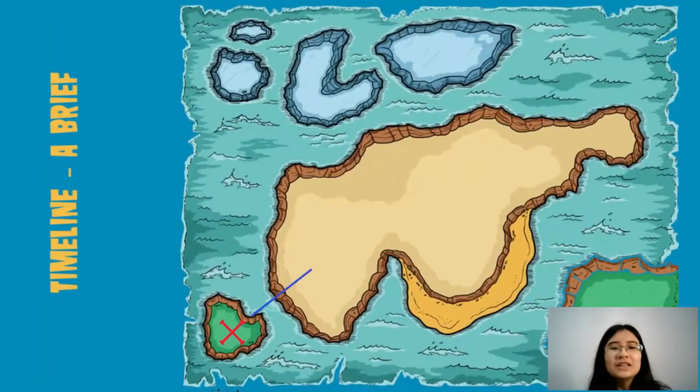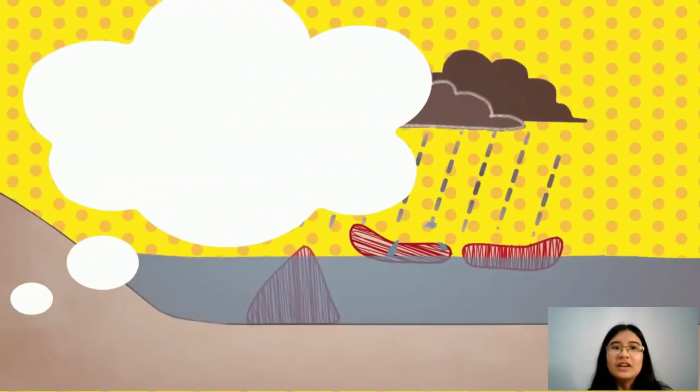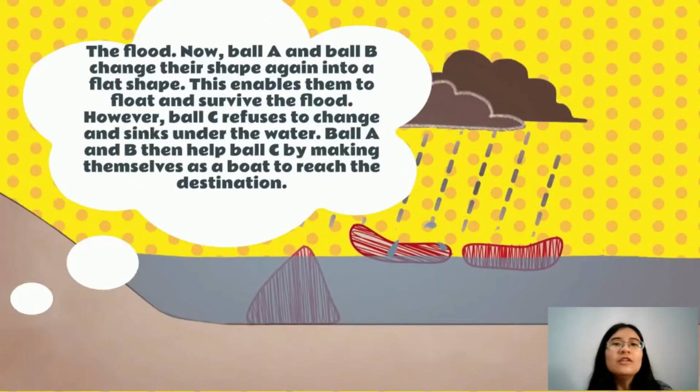And now, they're going to meet their second problem. There's heavy rain and flood. Now, Ball A and Ball B change their shape again into a flat shape. This enables them to float and survive it. However, Ball C refuses to change and sinks under the water. Ball A and Ball B help Ball C by making themselves into a board to reach their destination.